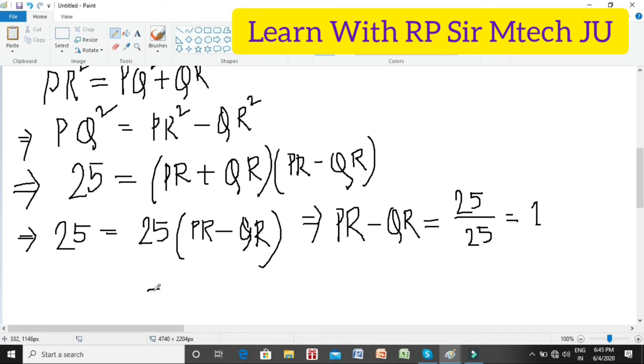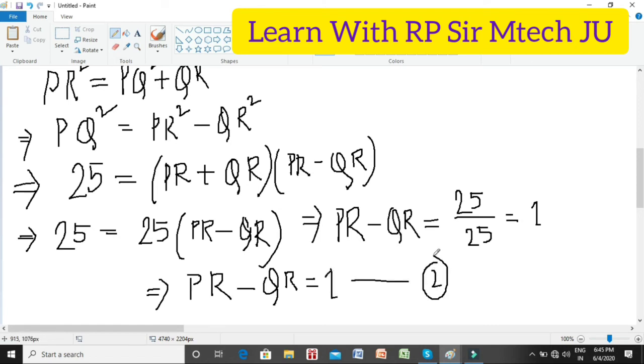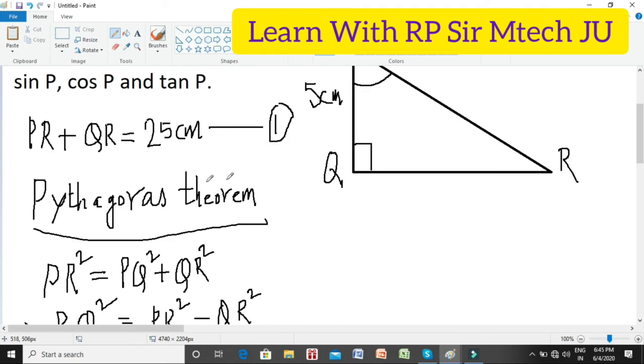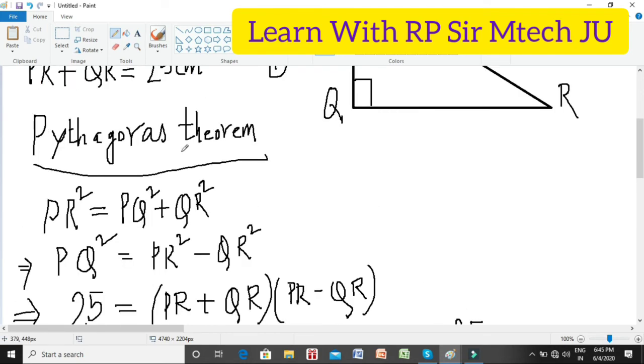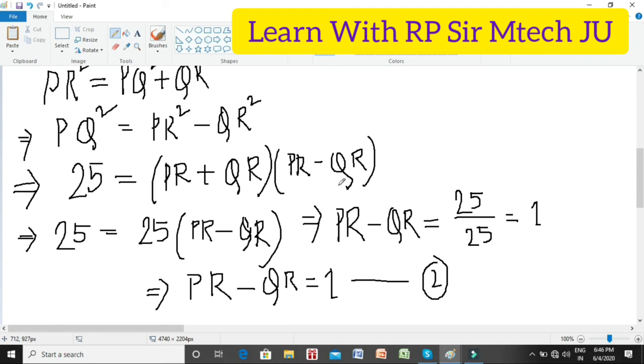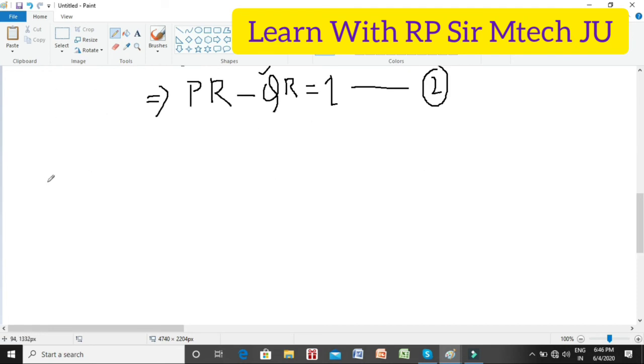So from here we can also write PR minus QR equals 1, and let this be equation number 2. So we have got two equations now. PR plus QR is this one, PR minus QR is this one. So let us try and solve these two equations with the help of the elimination method.